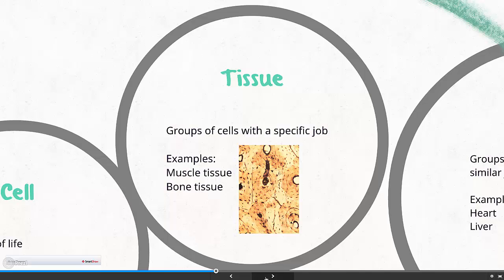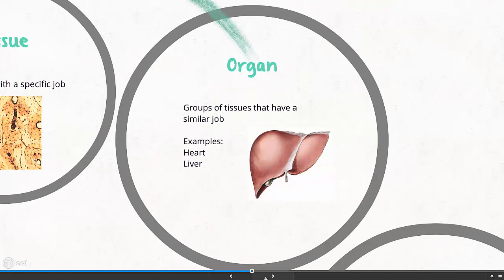Next, one step up, you put lots of tissues together and you get organs. An organ is a group of tissues that has a similar job. Put bone tissue together, you're going to get bone. Heart tissue together, you're going to get a heart. Liver tissue, you're going to get a liver. Lots of organs that work together make up an organ system.